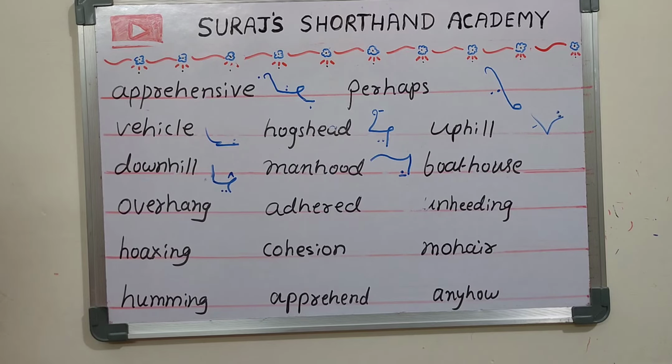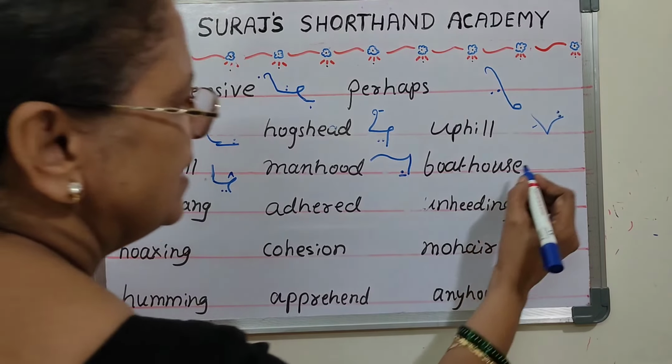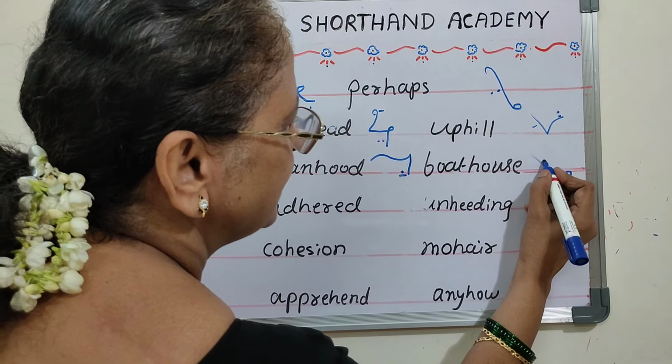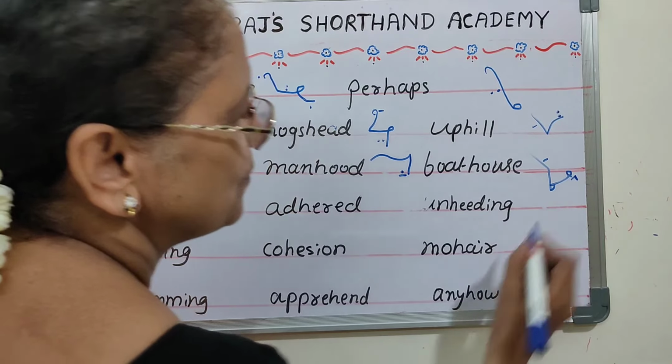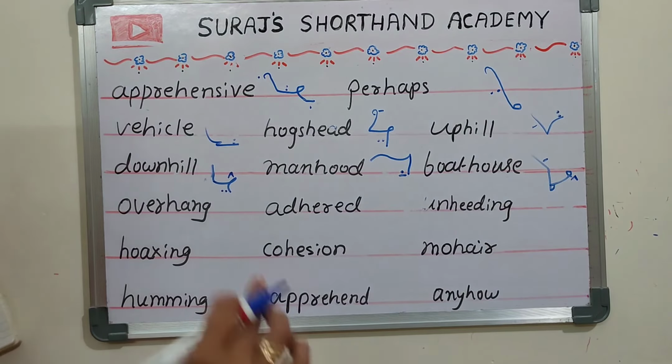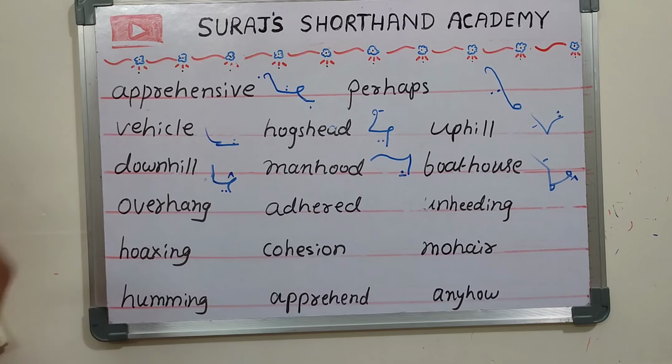Now next word, boat house. You know how to write. If it is separate, that also you know how to write. And boat house, a joint word is there. Boat house. This is boat. This is house. It is clearly mentioned, H sound, house. Only house is there, you are writing through the line.